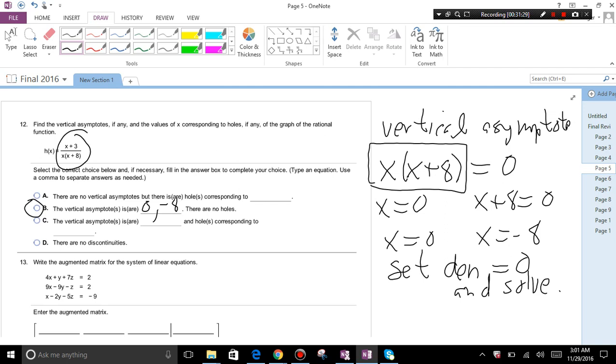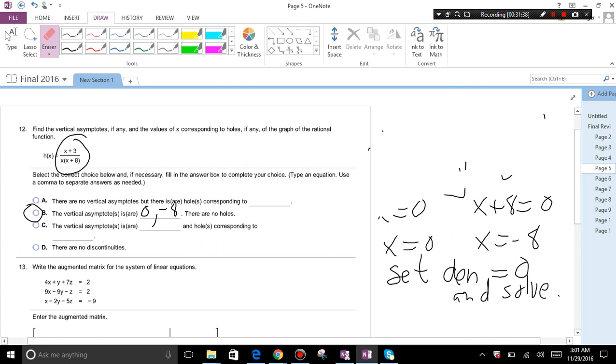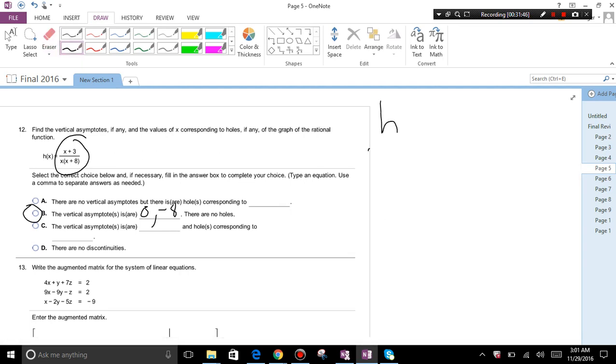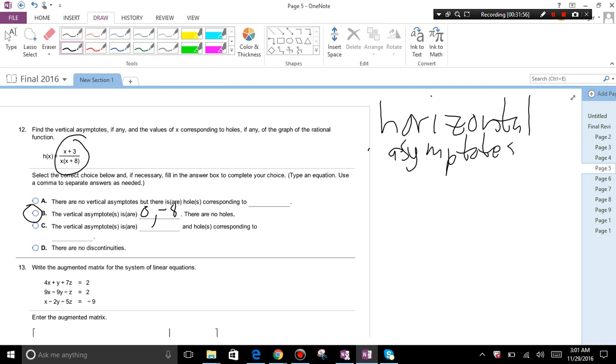If you want to find horizontal asymptotes, it's pretty straightforward. You need to look at the powers of the numerator versus the powers of the denominator. The horizontal asymptote is also a line, but it's y equals something. For this one, you notice that the power of x in the numerator is 1, and there are 2 x's being multiplied in the denominator, so the power in the denominator of h here is 2.